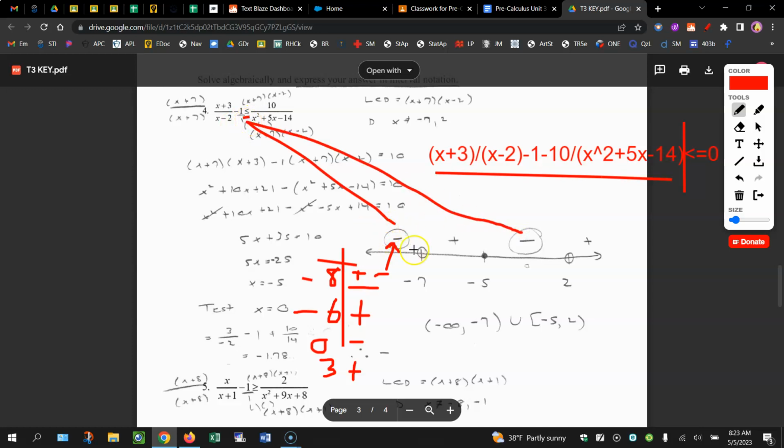So we're going to put this into interval notation, and you'll notice x cannot equal negative 7, so that's an open circle, and x cannot equal 2, open circle. Because this is less than or equal to, and x can equal negative 5, that's a closed circle. So we have this part of the number line that's being shaded and this part of the number line. It's going to be from negative infinity to negative 7, open circle, so parenthesis, in union with negative 5 to positive 2, a bracket at negative 5 because of the closed circle. And that's it, y'all. That's how you do a rational inequality.